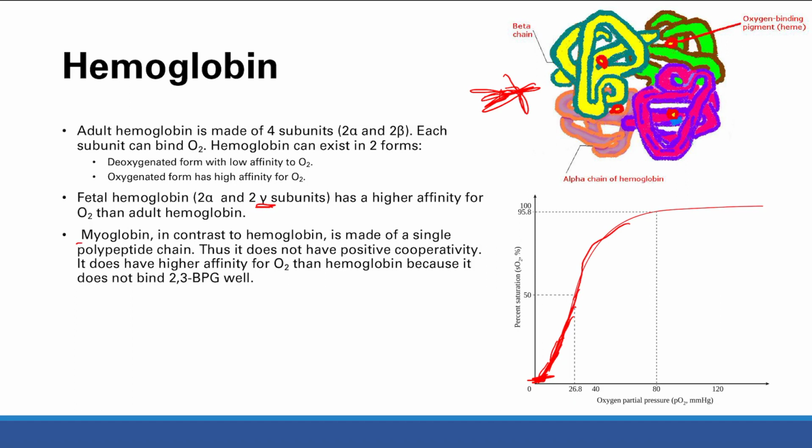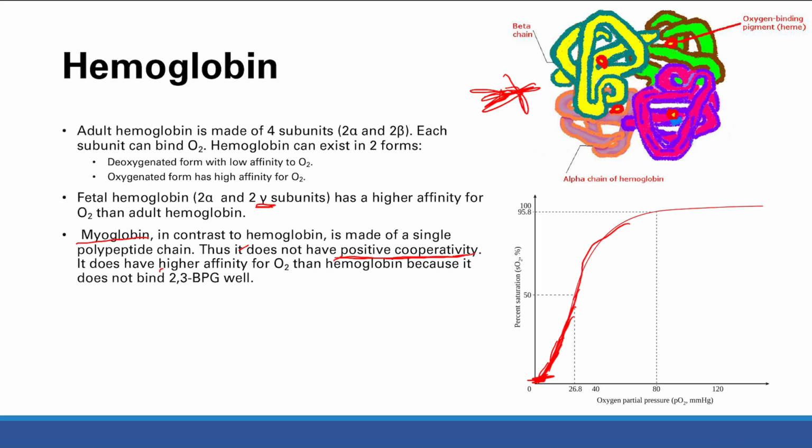Now, a similar protein is called myoglobin. This one, instead of hemoglobin, is made up of a single polypeptide chain. And this protein is usually found in muscles. It stores oxygen in muscles. So it only has a single polypeptide chain, and because of that, it does not have positive cooperativity. Positive cooperativity arises when you bind an oxygen, and then you get further affinity for oxygen. But if you only have one chain, you can only bind one oxygen and you're done. So you can't have that further higher affinity the more you bind, because you can only bind one.